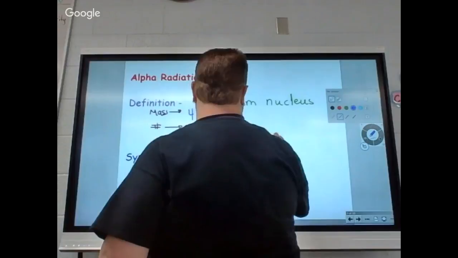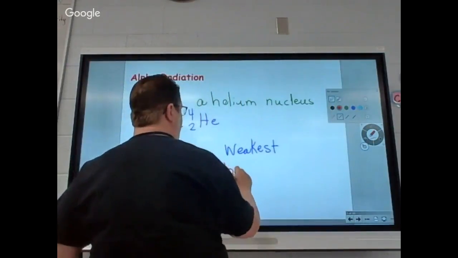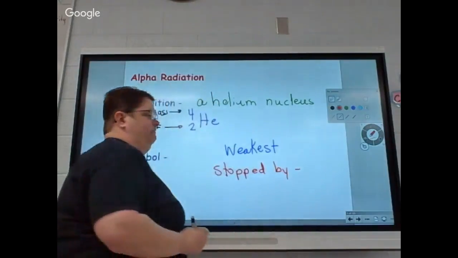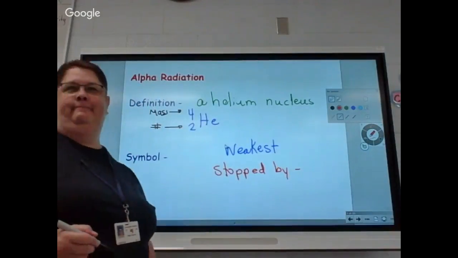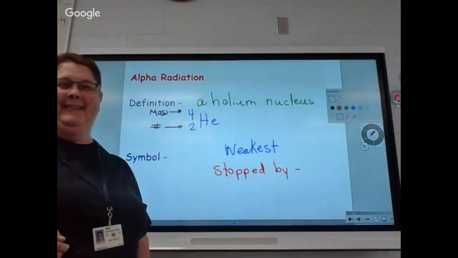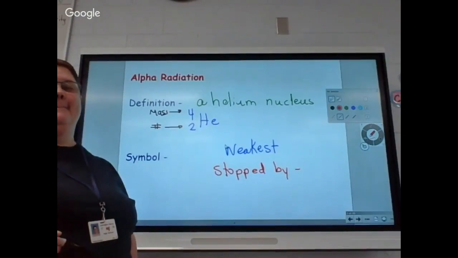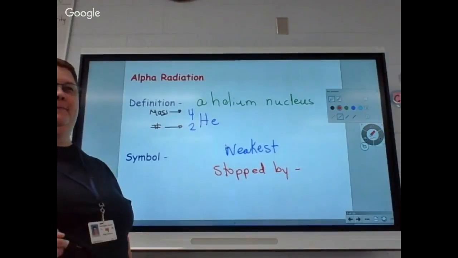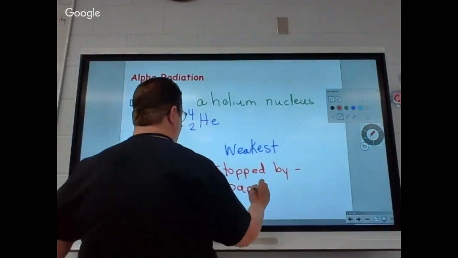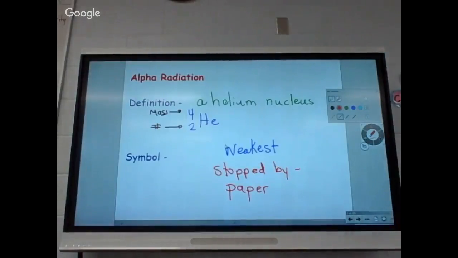All right, so if alpha is the weakest, what can stop alpha radiation? Y'all are using it right now. Air. You are breathing, that is correct. I was thinking of something you're currently using. Lead pencils, carbon graphite. What are y'all writing on? Paper. Okay, alpha radiation can be stopped by paper. Just hold up a sheet or two of paper and you're good to go.